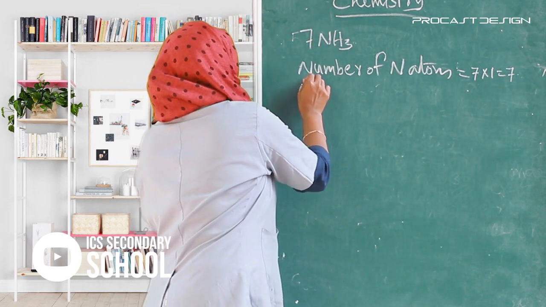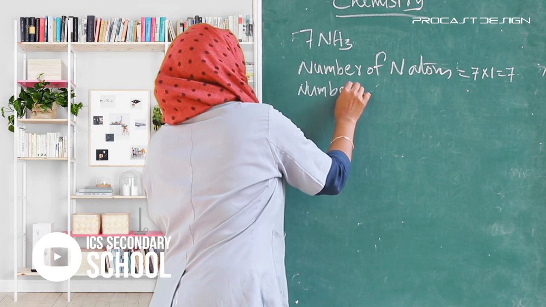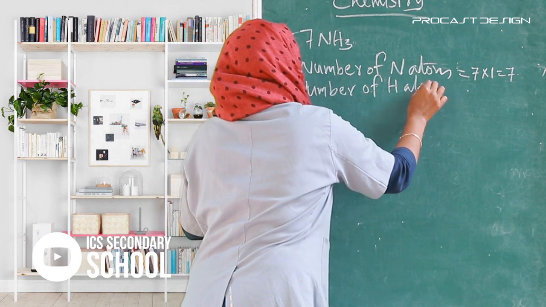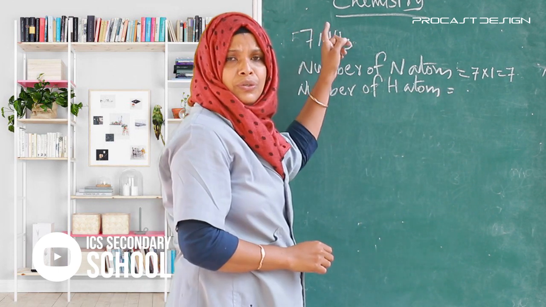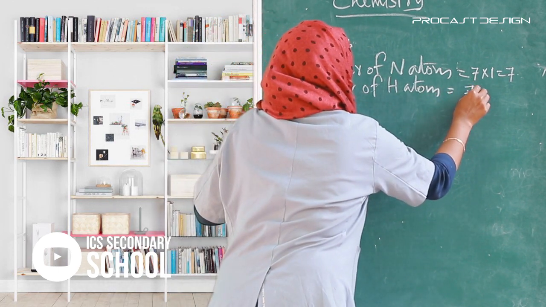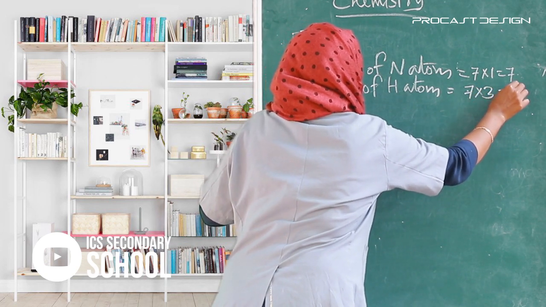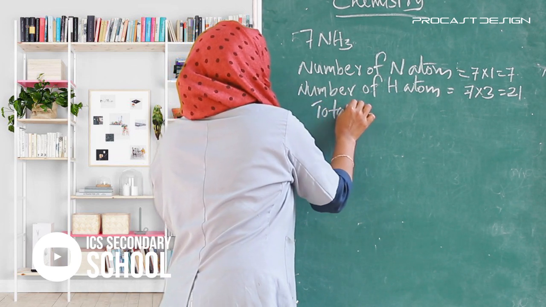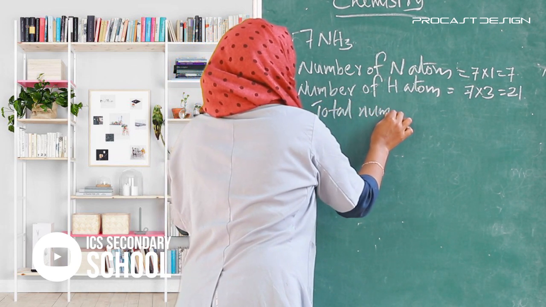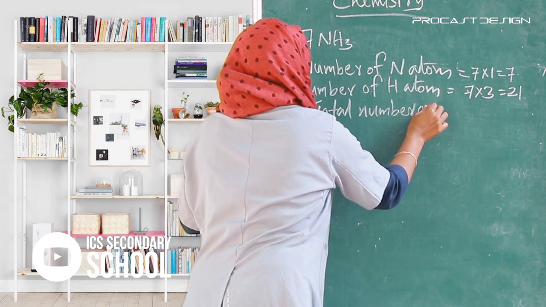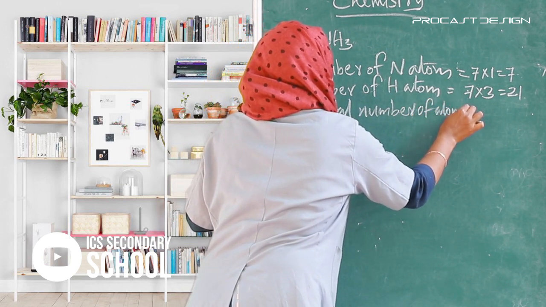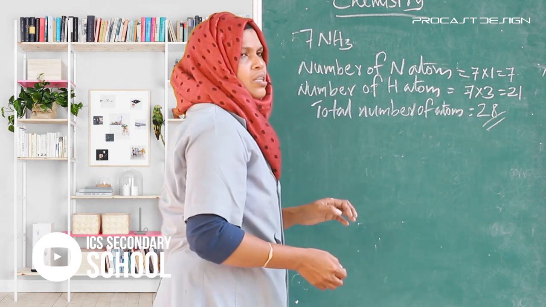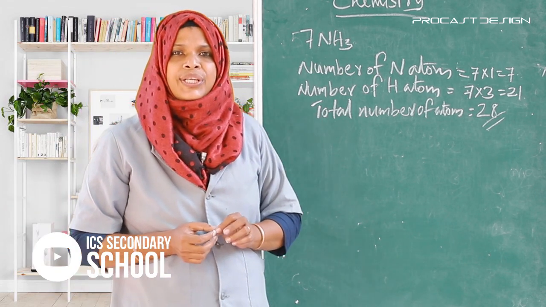Then number of hydrogen atoms equal to 7 into 3, equal to 21. Total number of atoms equal to 28.